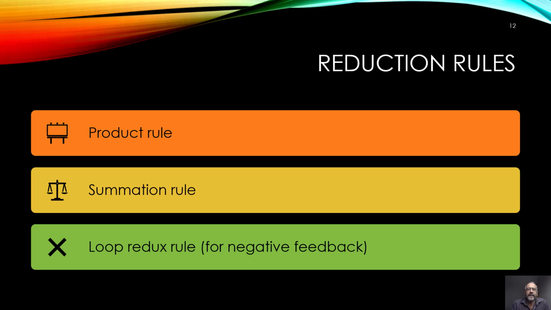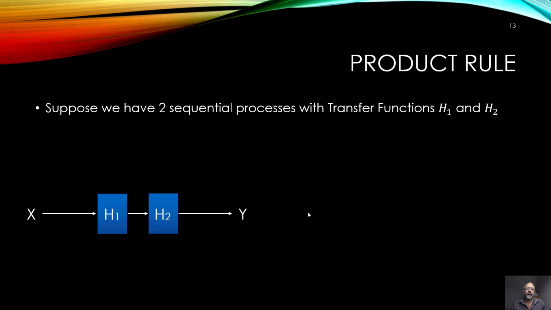In the remaining slides, we look at something else, so-called reduction rules. That's about how, if we combine a number of processes, the transfer functions of these processes can be combined. And we have three rules here: the product, summation and the loop reduction rule. The first two are actually very simple.